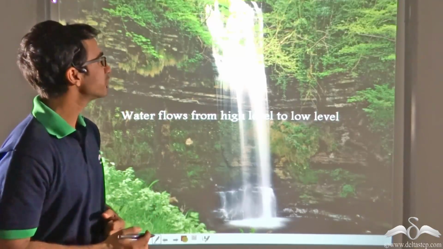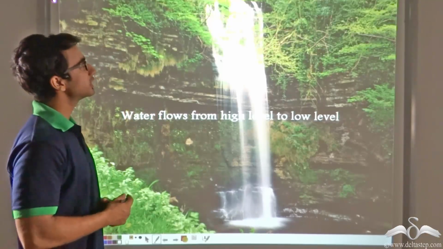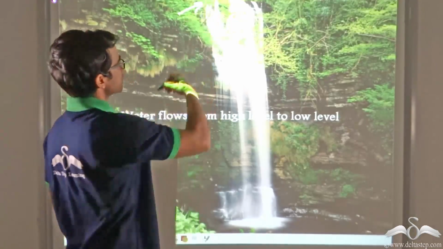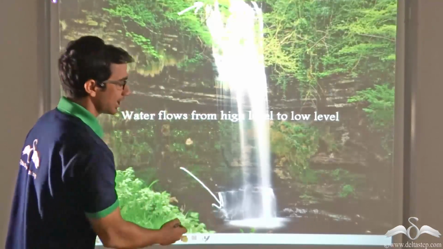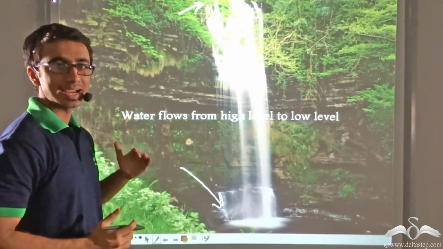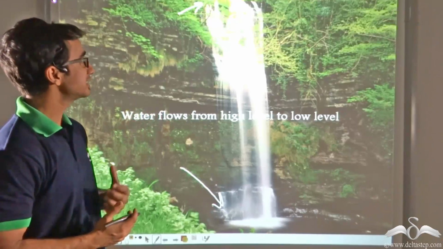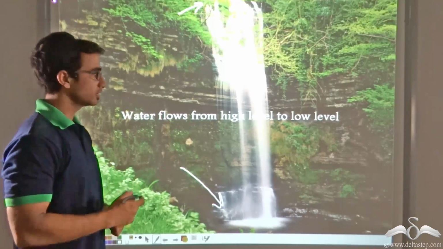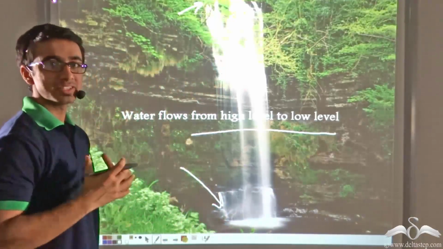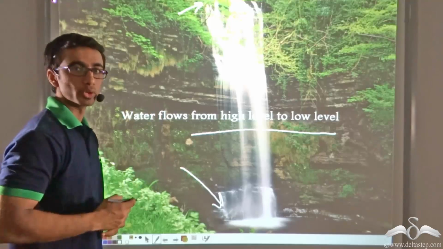For example, if we consider a waterfall as has been shown in the picture, over here we can say that the waterfall starts at this position and ends at this position. So clearly there is a starting point and an ending point for the flow of the waterfall. As you can see in this picture, water is flowing from a high level to a low level. So there is a definite direction of flow which has a starting point as well as an ending point.